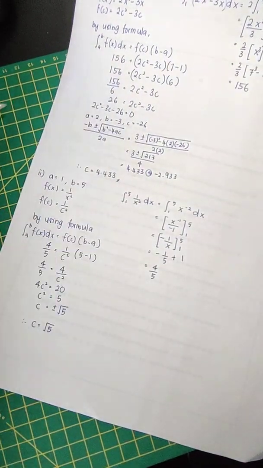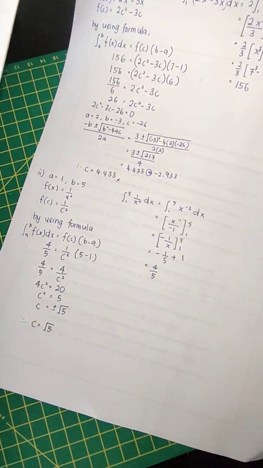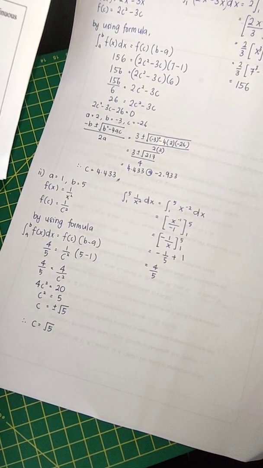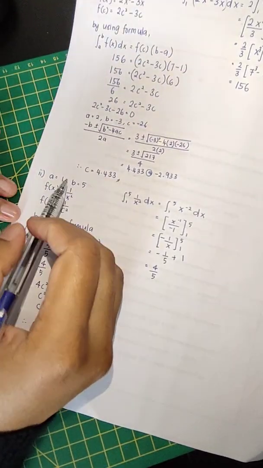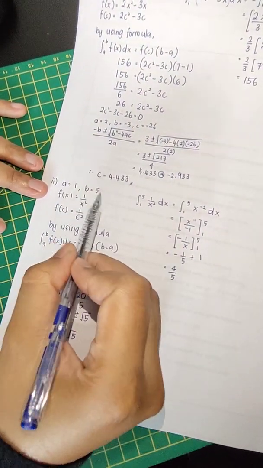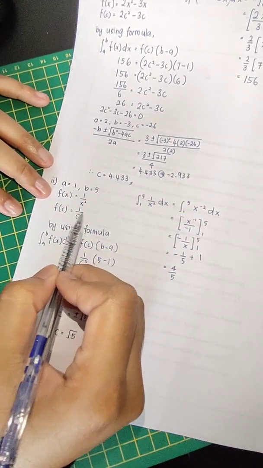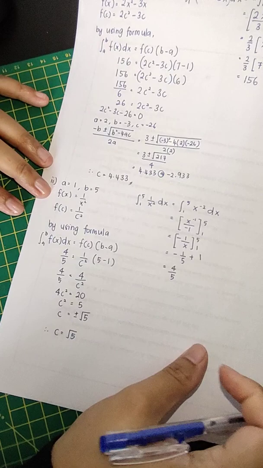So kita tengok plot second. So find the number of C if fx equal to 1 over x square is continuous on the interval 1, 5. Okay, so A kita adalah 1, B kita adalah 5. So fx is 1 over x square. So bila fc jadi 1 over c square lah. Okay, so habis kat situ.